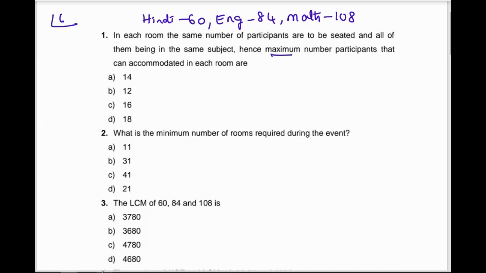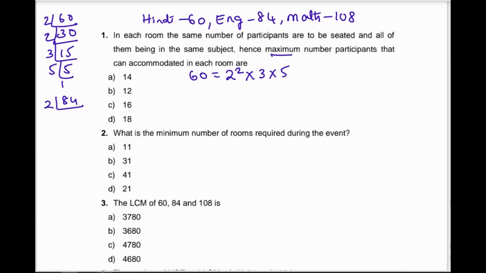So let me check it for 60. 60 can be written as 2 square into 3 into 5. Then next one is 84. 84 can be written as 2 square into 3 into 7. Then next one is 108. We'll find it for 108.